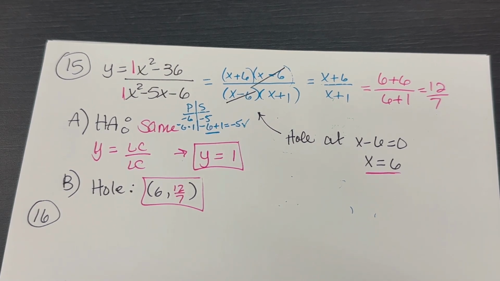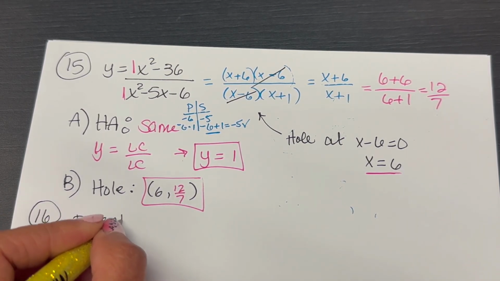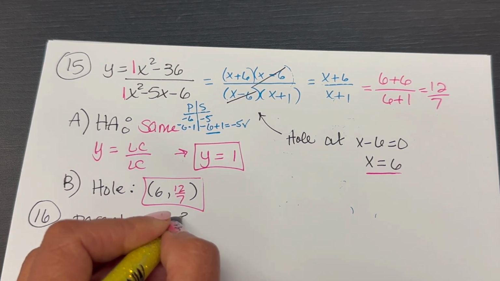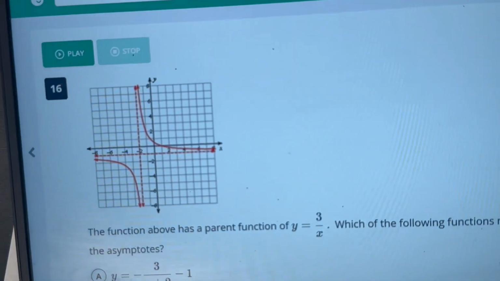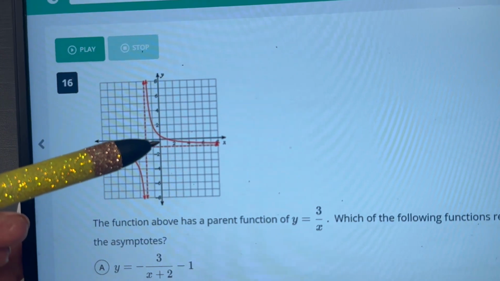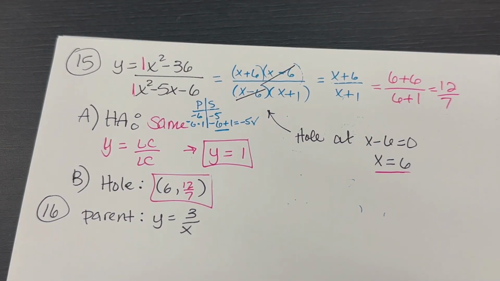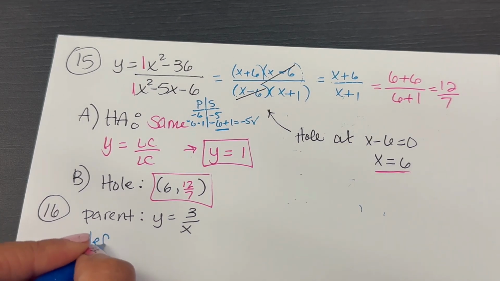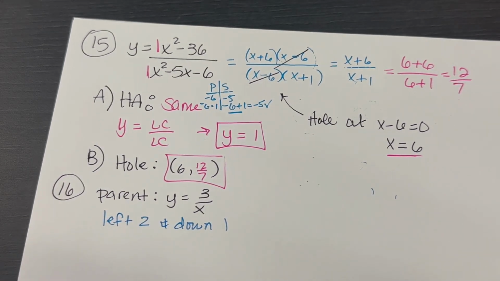Okay. Number 16. On this one we have a graph, and I'll show you guys that graph. But I am going to write down the parent function that is being moved around on the graph, y equals 3 over x. Remember, all parent functions start at the origin. So we have to look at where the asymptotes moved. We moved left 2 and down 1.